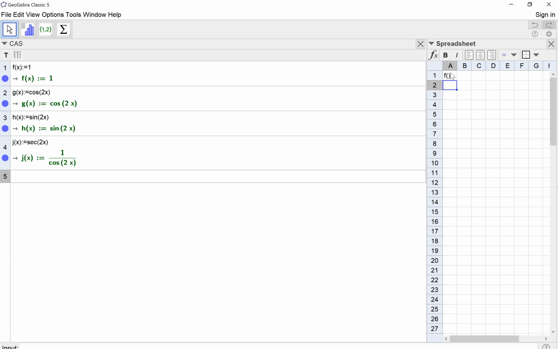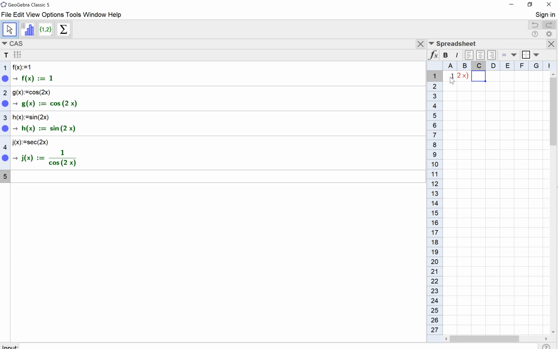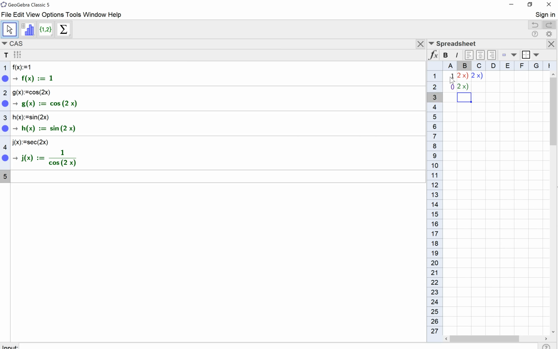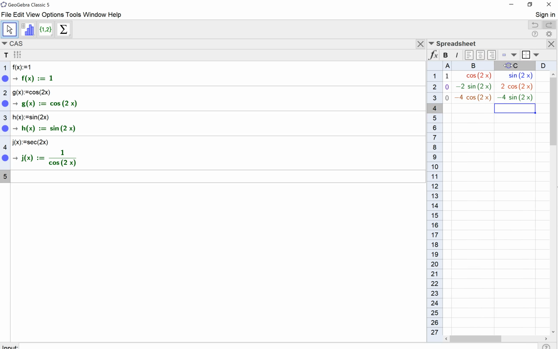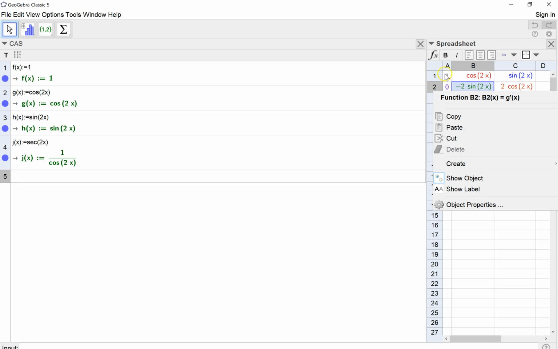Our original matrix will be f of x, g of x, h of x. We'll have f prime of x, g prime of x, and h prime of x, and f double prime of x, g double prime of x, and h double prime of x. Let me move these around a little bit so that we can actually see. All right, so there's our matrix.